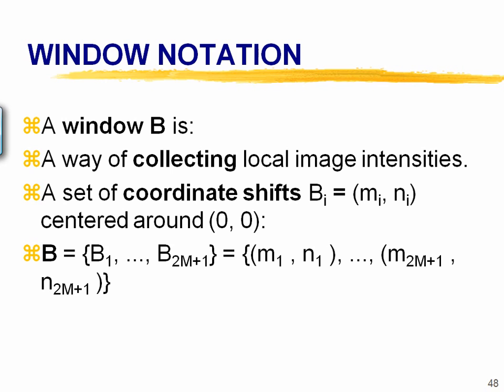Make sense? Okay. Which means we can define B as being a set of coordinate points, B sub 1 to B sub 2m plus 1, because that is the number of elements we have within that window. And correspondingly, we would define each one of them with an m comma n coordinate point.